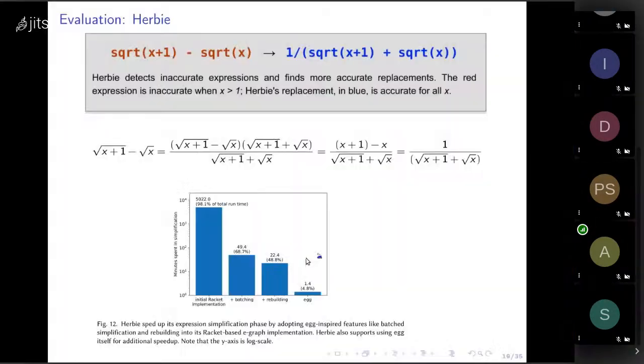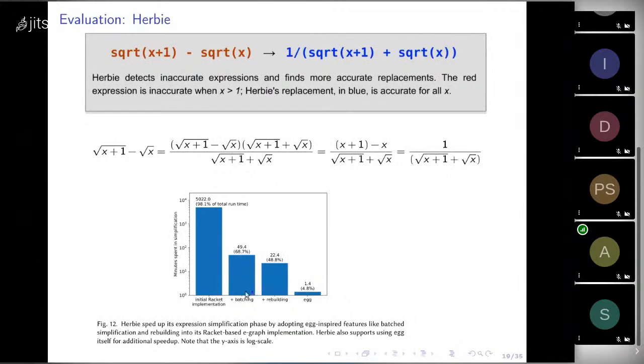Right, so if you see the plus batching plus rebuilding, these are the algorithmic improvements, which give you like a 100x performance, and then shifting to egg, running it in Rust with their better engineering, gives you a 100x more performance boost. So pretty cool. The algorithmic gets you 100x, and then egg gets you 100x more.